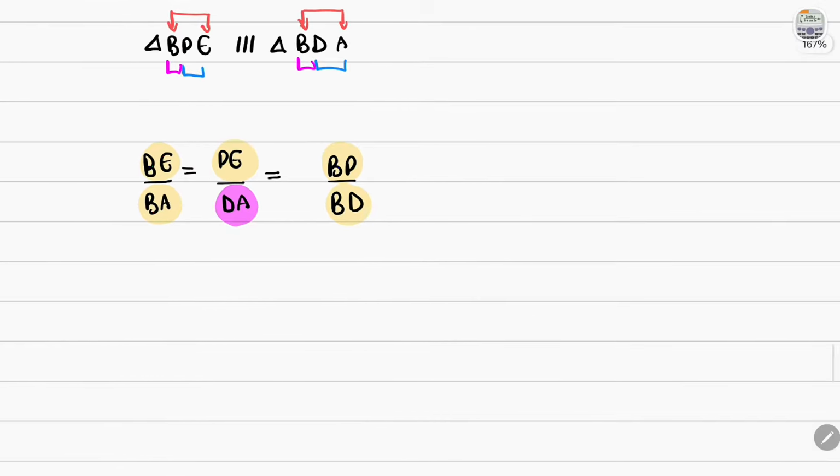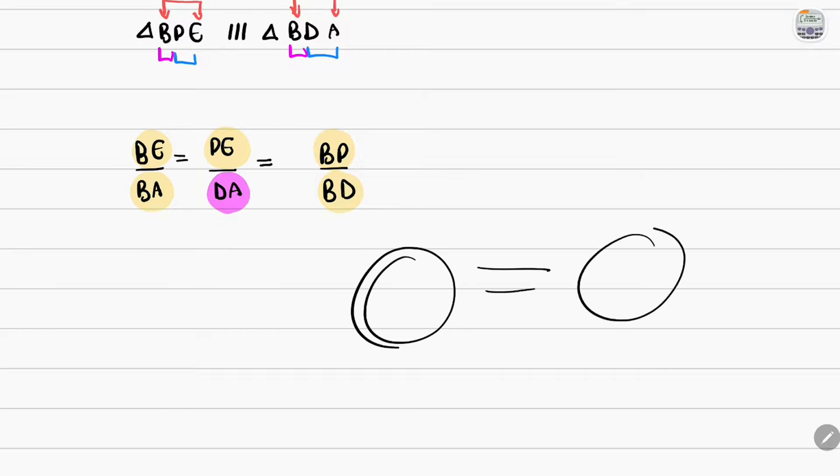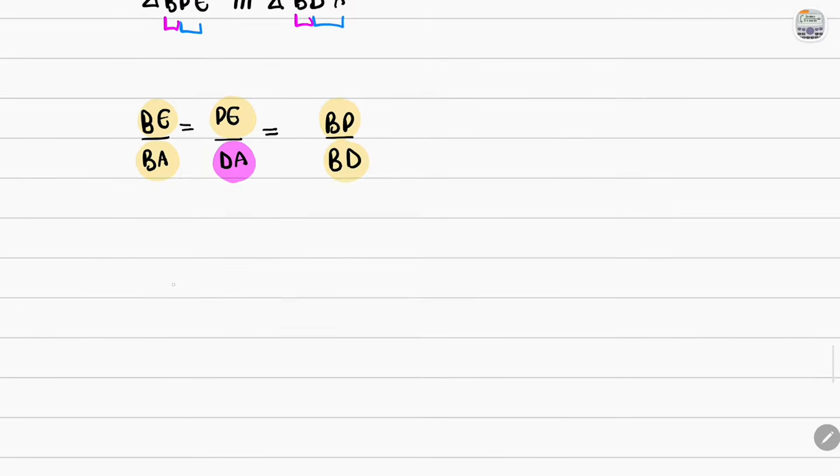So here's what I mean by using it twice. You see, this is not a proper equation. You're saying something is equal to another thing, which is equal to another thing. That's not how equations work. In equations, one thing is equal to another thing. So here is how we can form these two equations. We can take BE over BA and say this is equal to PE over DA. And of course we'll have to put a reason here. So I will say similar triangles.